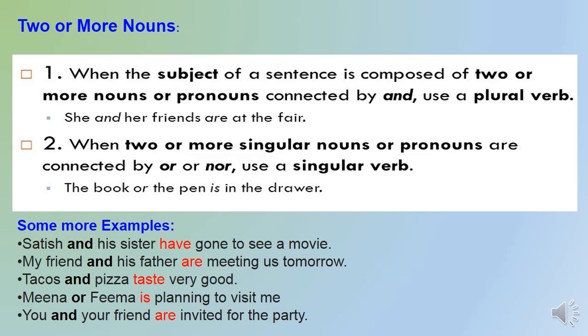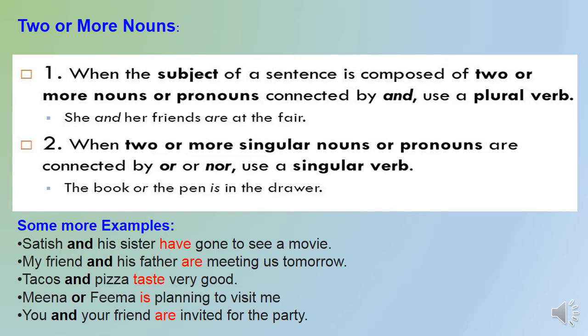Some more examples. Satish and his sister have gone to see a movie. Because there are two nouns and they are connected with the conjunction and, we have to follow it by a plural verb. So Satish and his sister, two people, so a plural verb is used. Have is a plural verb. My friend and his father are meeting us tomorrow. Tacos and pizza taste very good. Meena or Fima is planning to visit me.